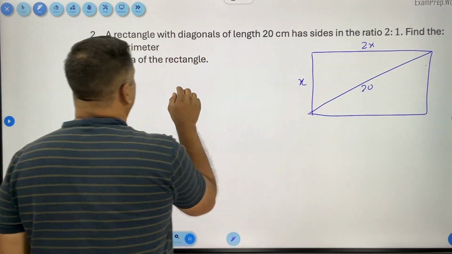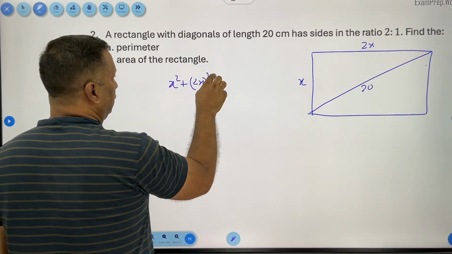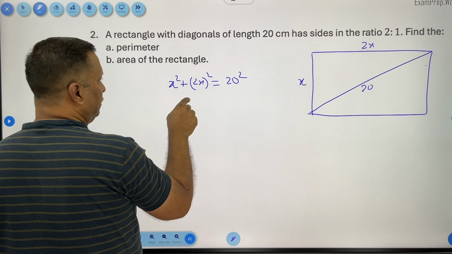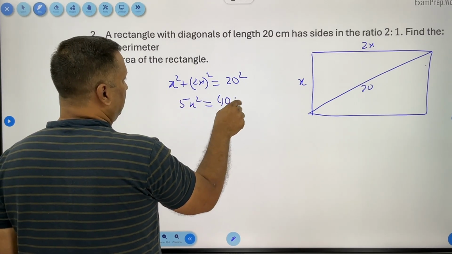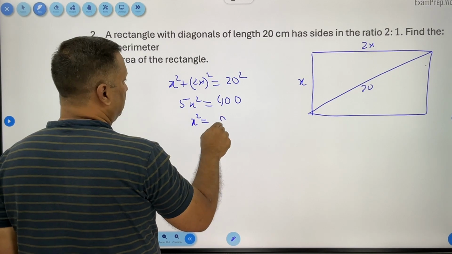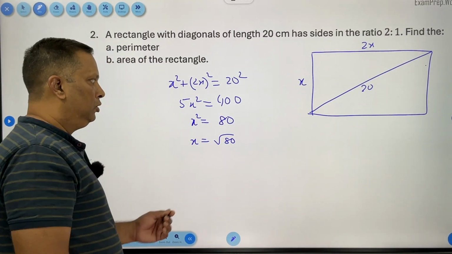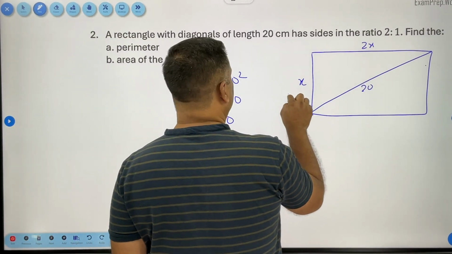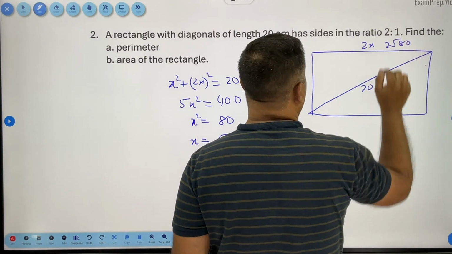Can we find x? We can. So straight away, x square plus 2x whole square equals 20 square. 4x square plus x square, 5x square. 5x square equals 400. x square equals 80. x equals root 80. I won't simplify, leave it here, so our job will become easy. This is root 80. This is 2 root 80.